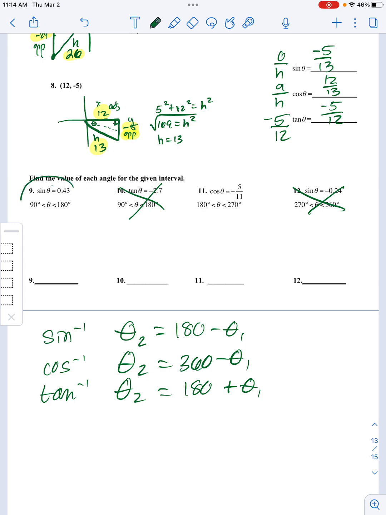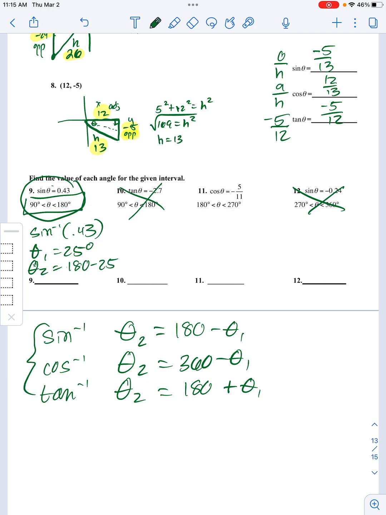So this is a sine problem right here. I'm going to go ahead and do it on my calculator, sine inverse of 0.43. When I do second sine 0.43, my first option is 25 degrees if I round it, but that's not between 90 and 180. So I go for my second option by using the rule from down here, and I do 180 minus 25. So 180 minus 25 lands me at another option of 155, which does fall between 90 and 180, so that's the one I need.